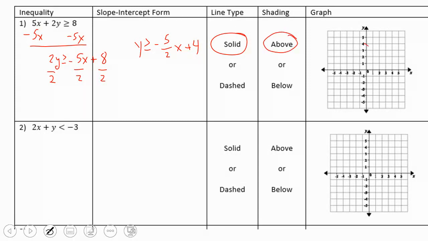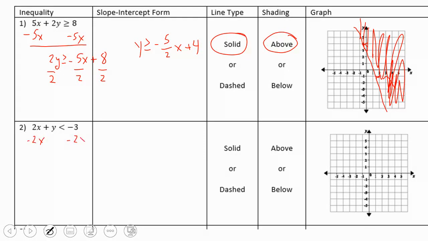So I make a point at 4, and then I'm going to go down 5, 1, 2, 3, 4, 5, to the right 2. I'll just double check to make sure my slope is negative. Solid line, and I'm shading above the line, so I'm drawing my vertical lines. So it's going to be all of this. Once you do a couple of them, you can tell where they're all at.